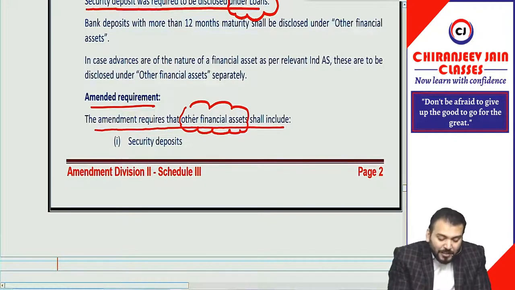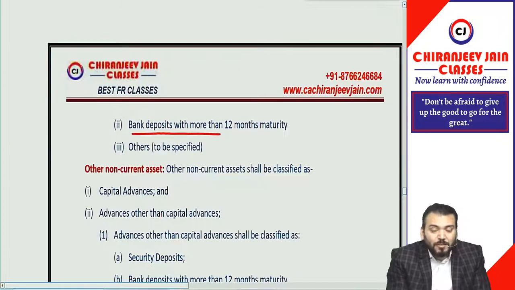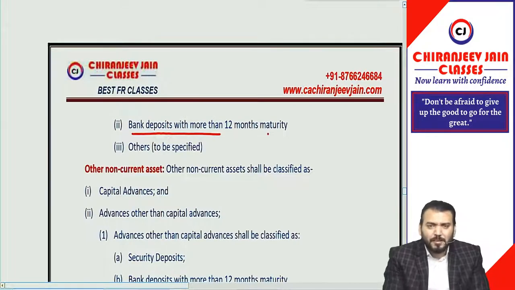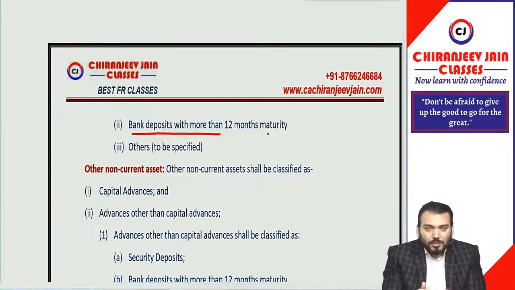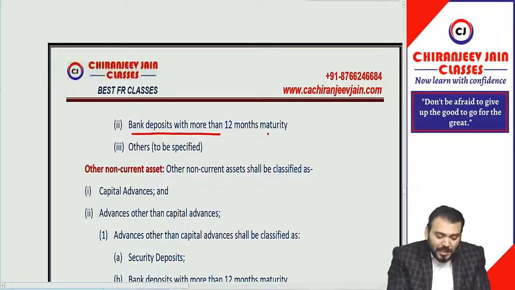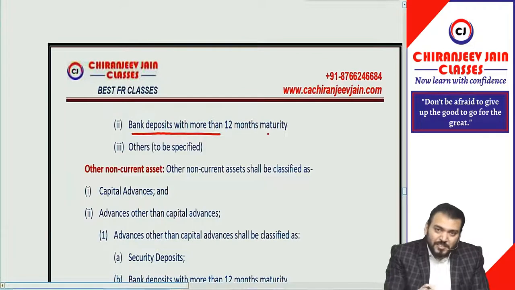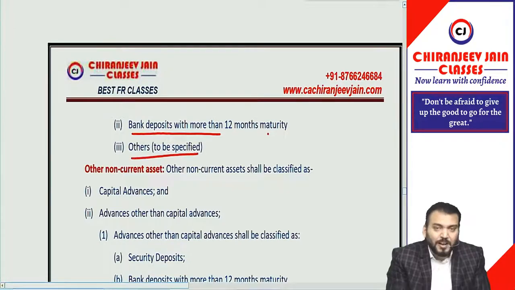So what they said, other financial assets shall include security deposit, then bank deposit with more than 12 month maturity. Means for this there is no amendment. Bank deposit with more than 12 month maturity, previously also we used to show under other financial asset. Means any fixed deposit with more than 12 month maturity, previously also we used to show under other financial asset, now also will be shown under other financial asset and other to be specified.